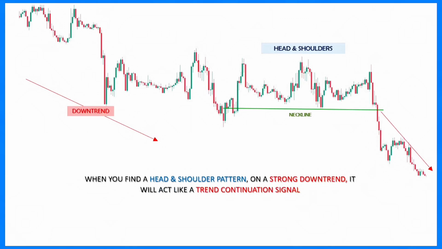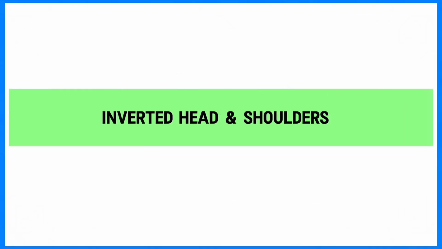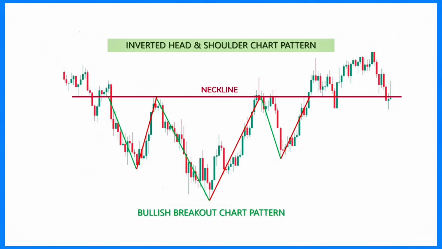But be careful. Never go against a strong uptrend just because you spot this formation. In those cases, it might fail, and price could continue pushing higher. Now let's move on to the inverse head and shoulders pattern, also known as the inverted head and shoulders or reverse head and shoulders. This is a bullish reversal pattern, signaling that buyers are gradually taking control.